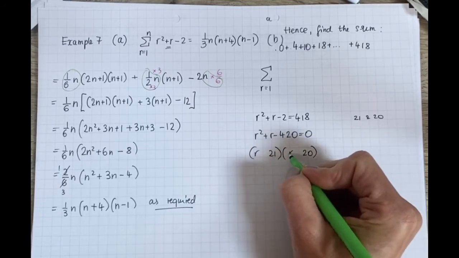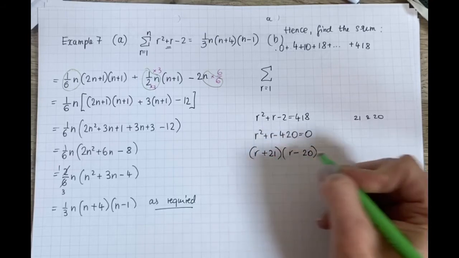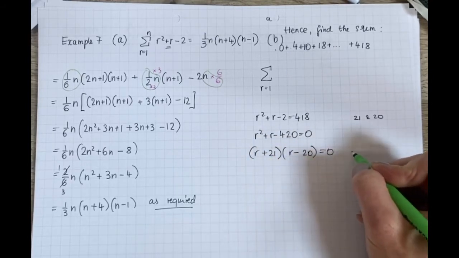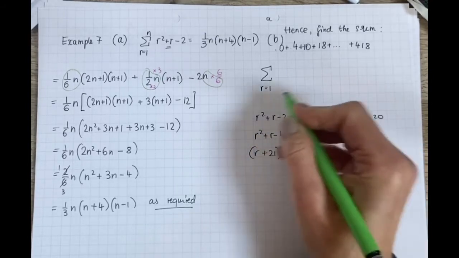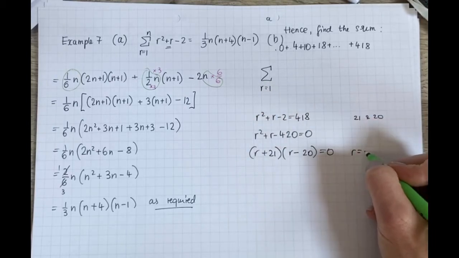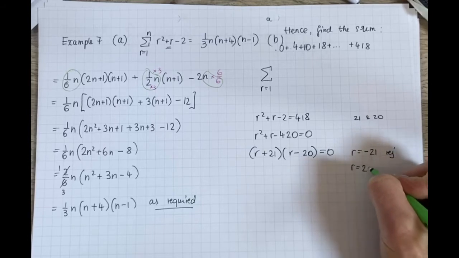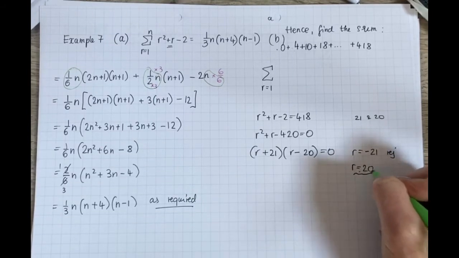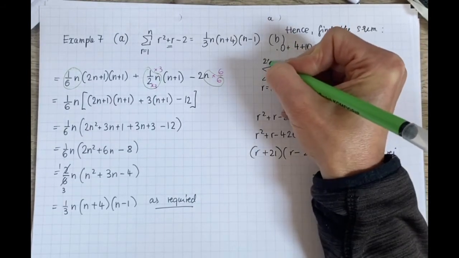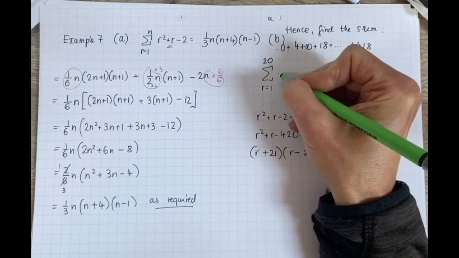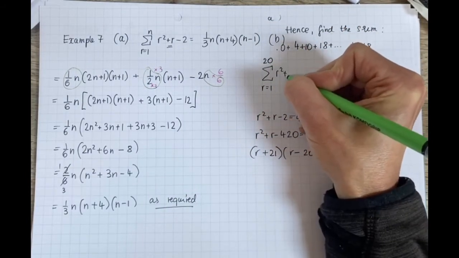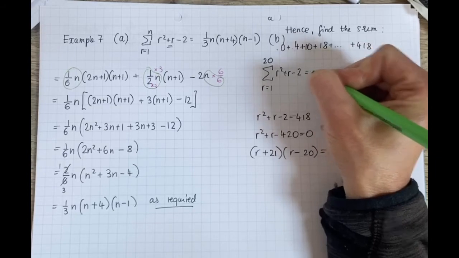That's going to give me positive minus. There you go. Okay, so r needs to be positive because it gives you the position in the sequence. So r minus 21 you're going to reject. So r needs to be 20. So that gives me how many terms we are adding. So it's 20. And the rule here is r squared plus r minus 2.